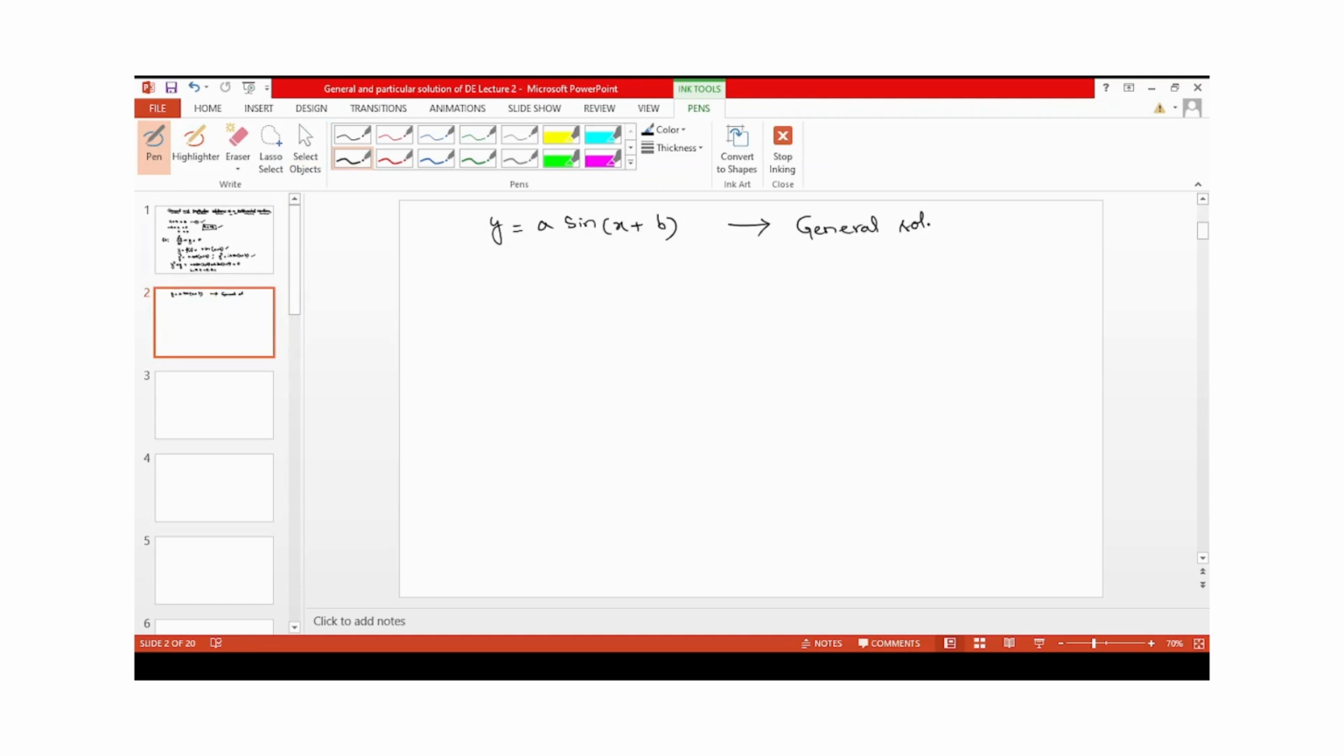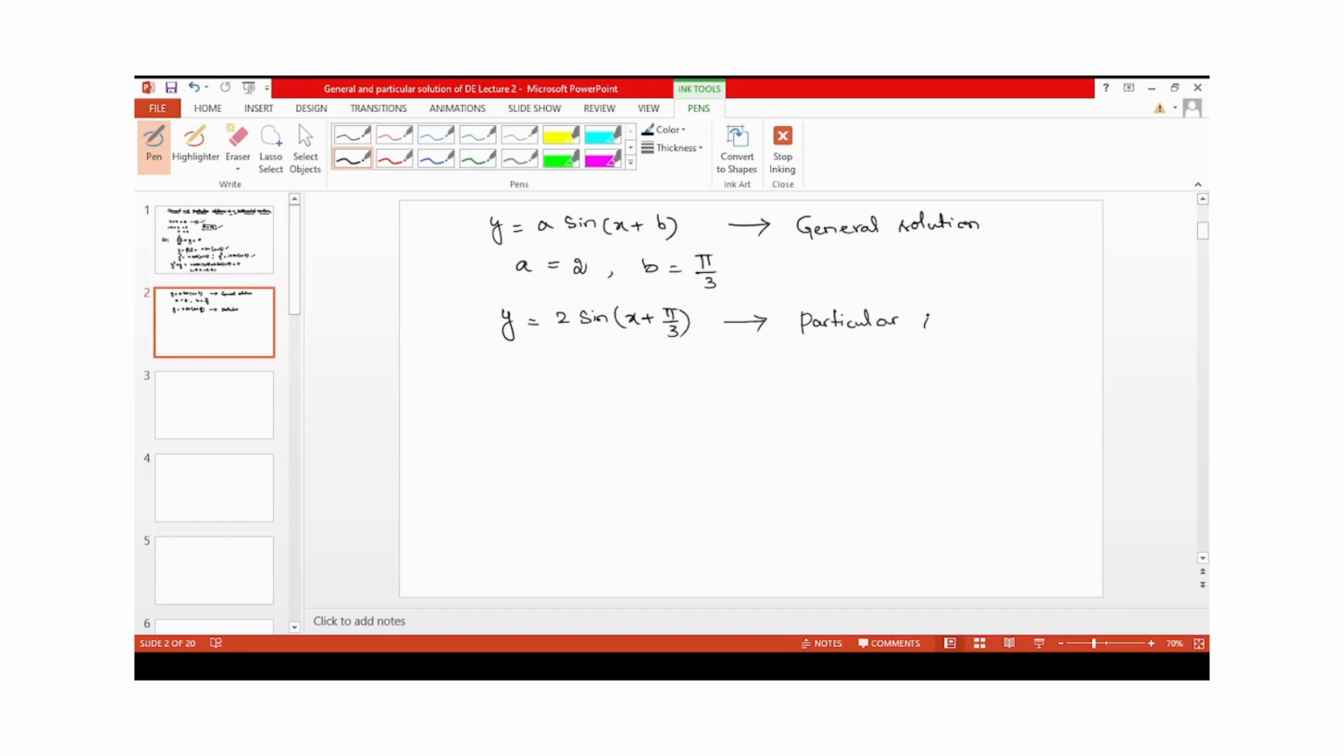Whatever equation we have for the solution curve over there is nothing but the general solution. For suppose a equal to 2 and b equal to pi by 3, for these particular values of a and b, you will get another solution, which is y equal to 2 sine of x plus pi by 3. That solution is called a particular solution.